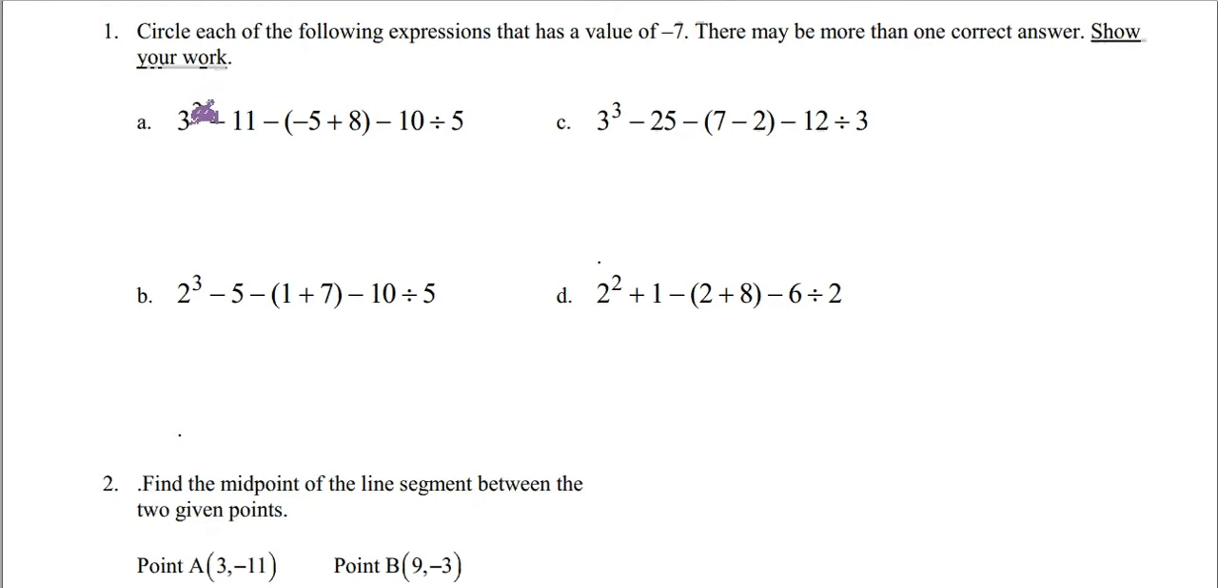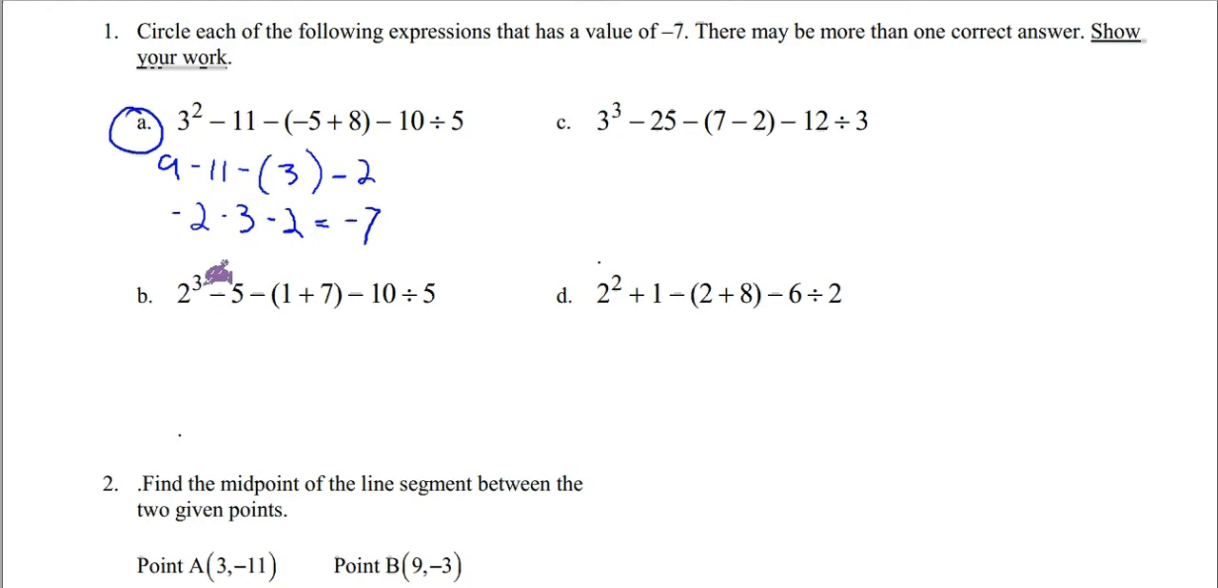I know that I can work out these exponents at the same time, as well as this division, because that's all going to happen kind of separately from each other. So 3 squared is 9, minus 11, minus negative 5 plus 8 is 3. Negative 10 divided by 5 is negative 2. 9 minus 11 is negative 2, minus 3, minus 2. Negative 2, minus 3 is negative 5, minus 2 is negative 7. So there we go. A will work.